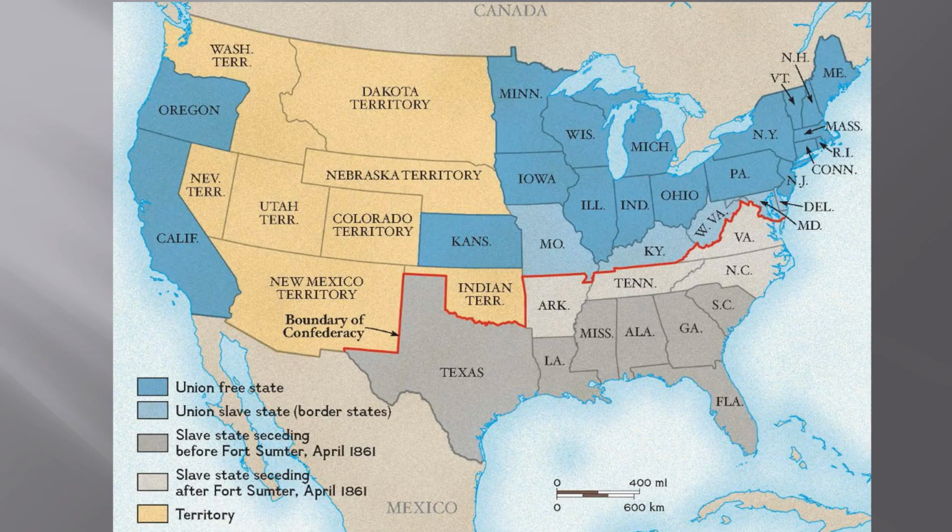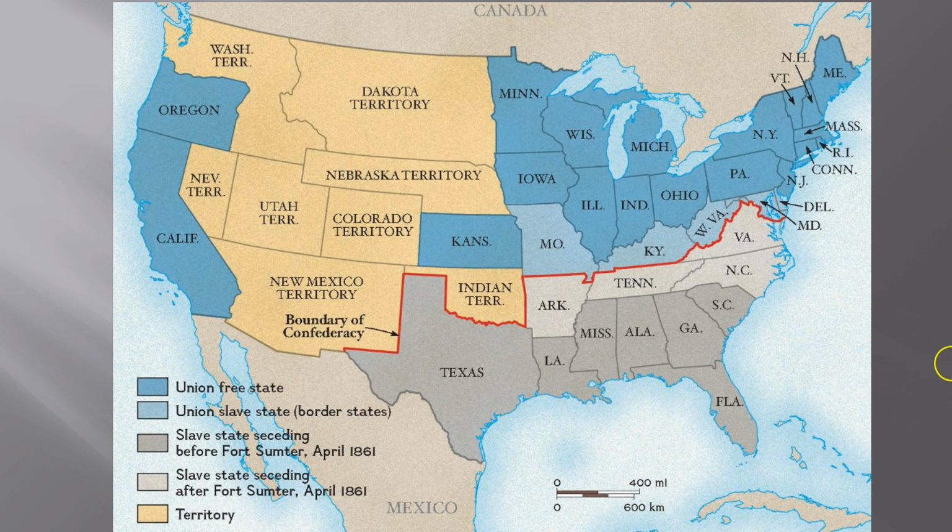So you have a map in your packet that I want you to label. One of the benchmarks that you have is you have to be able to identify the division between Union and Confederate states and also the territories. So you can use this map to complete the one that you have. You can just freeze the screen. There's lots of versions of this map on the internet too, and I'll end up posting a copy of this probably where you can pull it up in your Edsby.